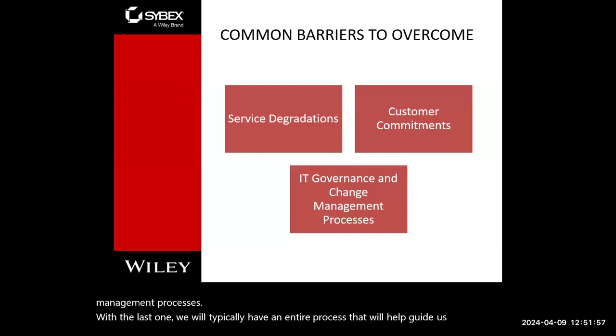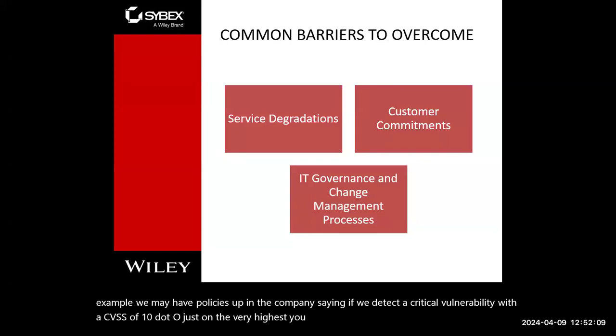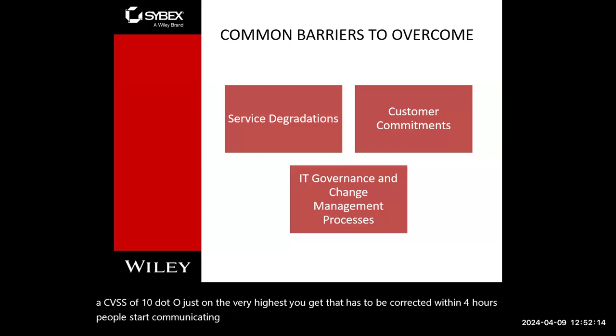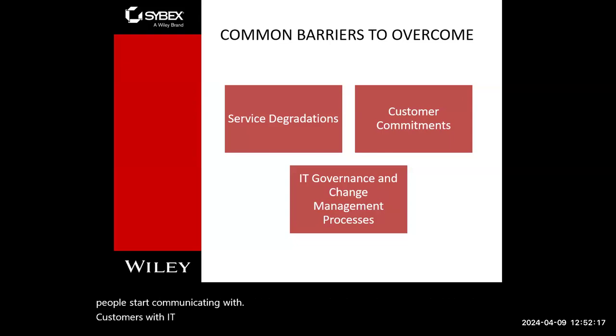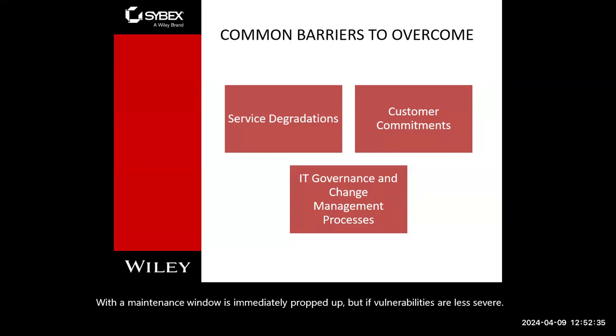So for example, we may have a policy set up in the company saying if we detect a critical vulnerability with a CVSS of 10.0, which is the very highest you get, that has to be corrected within 4 hours. People start communicating with customers, with IT, with IT security, and that gets fixed very, very quickly. A maintenance window is immediately propped up. But if vulnerabilities are less severe and less likely to be leveraged by a bad actor, we could push that off to a more useful time, say a regular service window.